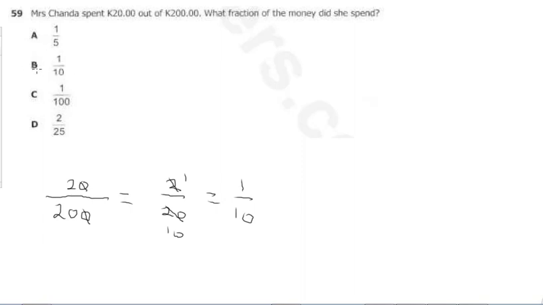So therefore, for question number 59, this was a very simple question. All you have to do is illustrate this information given as a fraction. So you have 20 out of 200. Simplify that fraction to its simplest form and you'll get your answer, which is 1 over 10. Okay, we can move on to the next question.